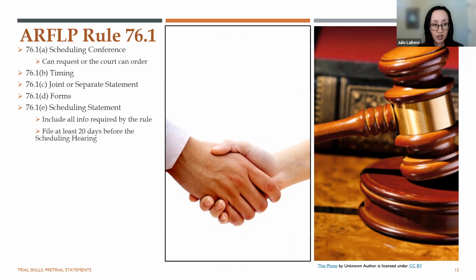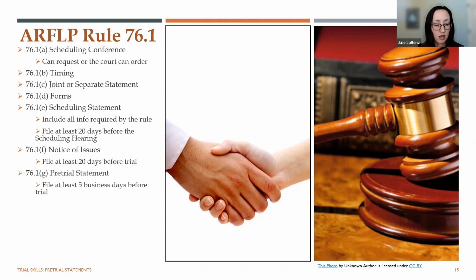76.1E talks about the scheduling statement. If you have a scheduling conference set, you'll need to include all the info that's listed in subsection E, and you'll need to file that at least 20 days before the scheduling hearing. 76.1F talks about the notice of issues. That has to be filed at least 20 days before trial. You need to include all contested issues in that document, or you may waive any unnamed contested issue. And then 76.1G, pretrial statement, file at least 5 business days before trial.